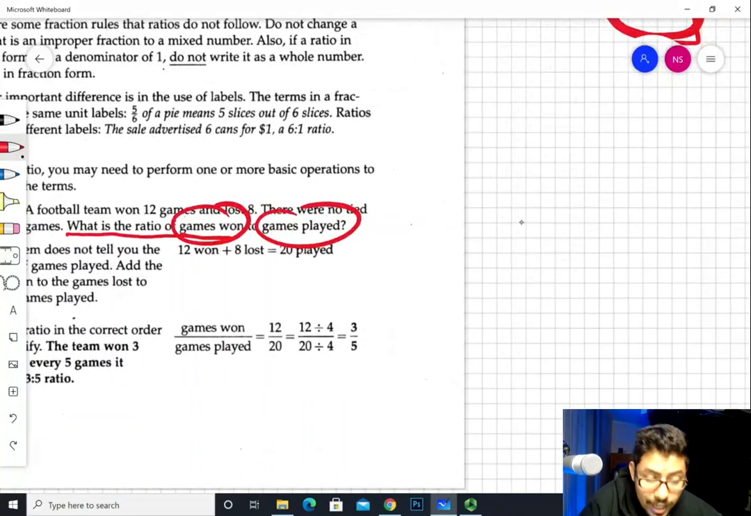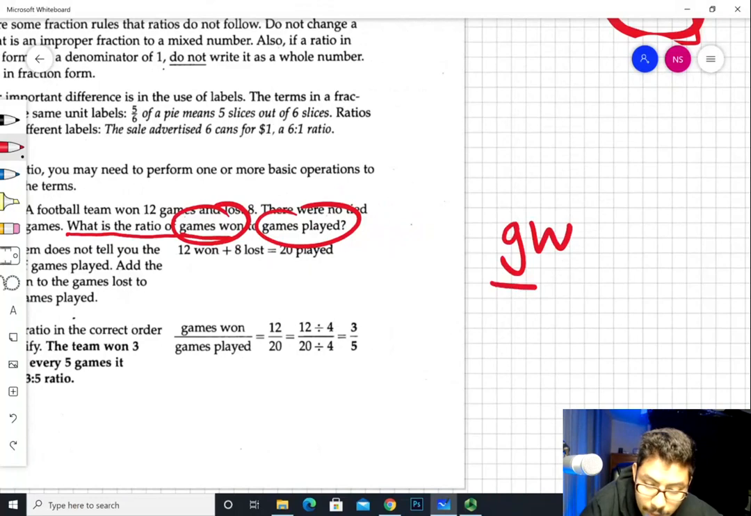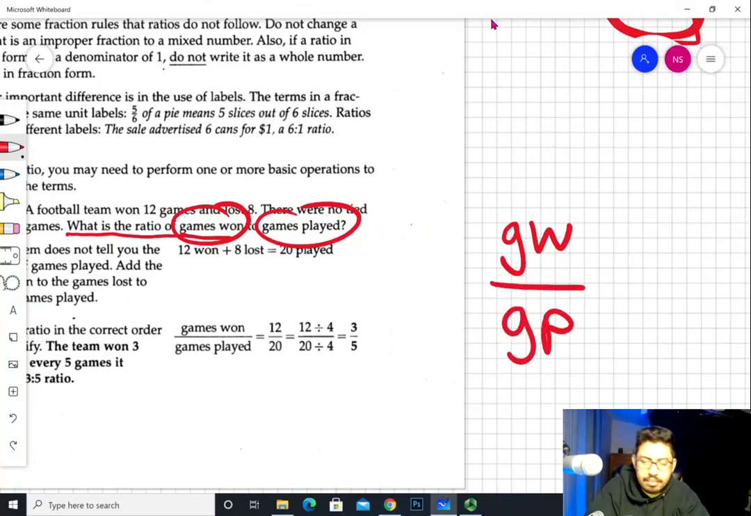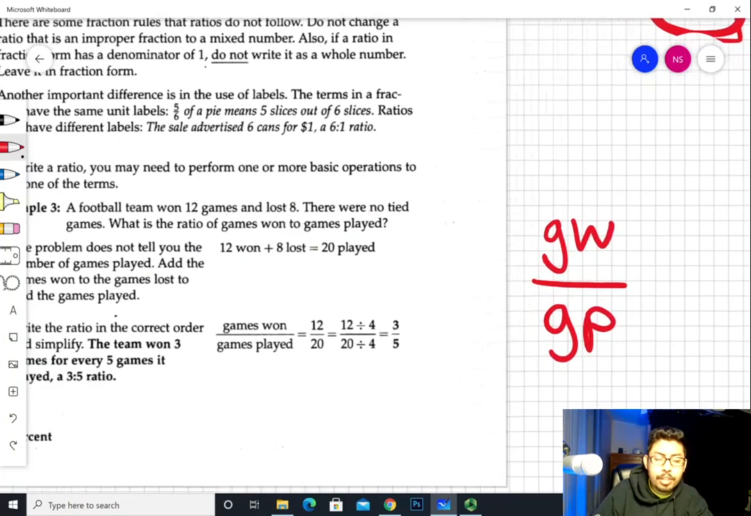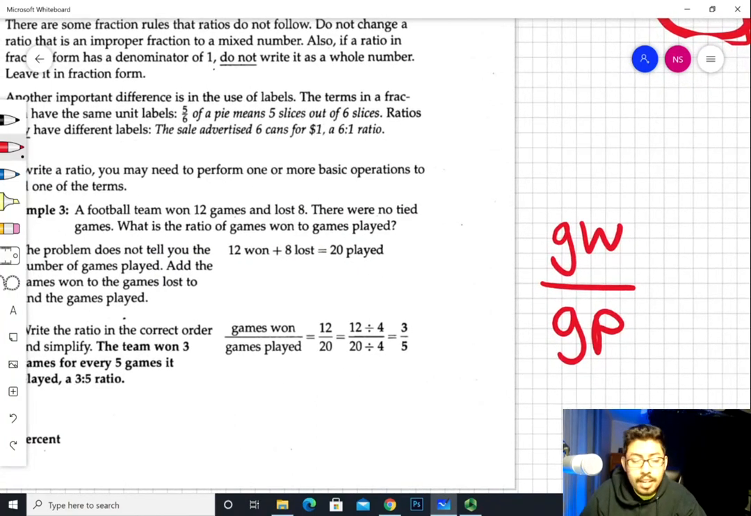I always tell students, write it out. Games won to games played. I'm just using letters as an abbreviation. So what do you do, my friends? You guys already know. Go back to the word problem. Look for the number that represents games won and the number that represents games played. So a football team won 12 games. There's my games won. They said it right there. My games won is 12.